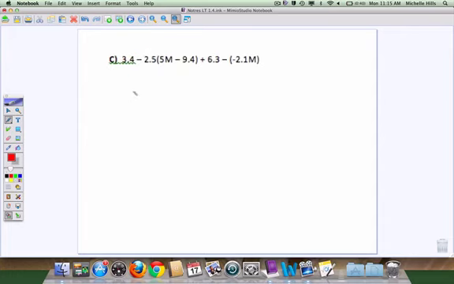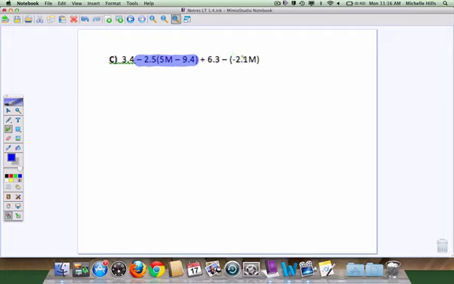Now the temptation for some students at this point on this problem is to do 3.4 minus 2.5 because they're like terms and you want to subtract those. However, there's multiplication between this 2.5 and the parentheses, and the order of operations would say you need to multiply before you add or subtract. So all I'm going to do in this first step is this distributive property part, which is negative 2.5 times 5m and negative 2.5 times a negative 9.4.